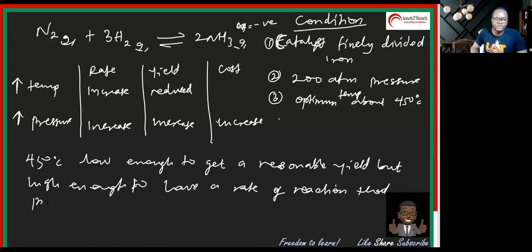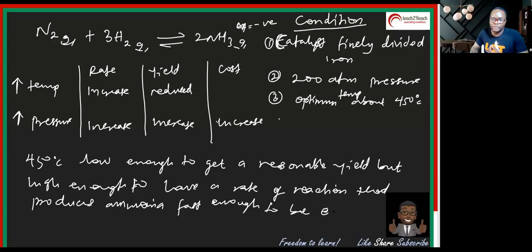that produces ammonia fast enough to be economical. That's a good summary. 450 degrees Celsius is a reasonable temperature that is high enough for me to have a reasonable rate of reaction, which is economical, and low enough for me to have a good yield.